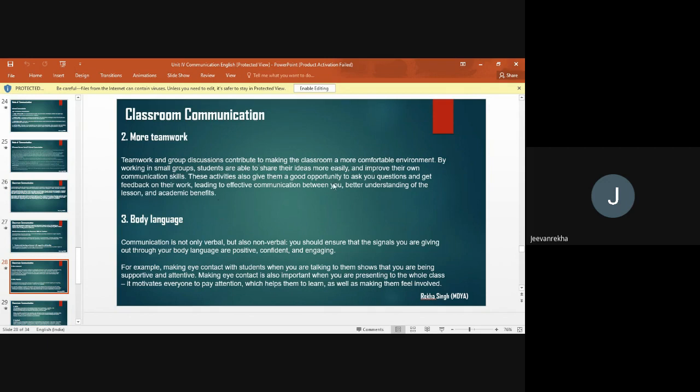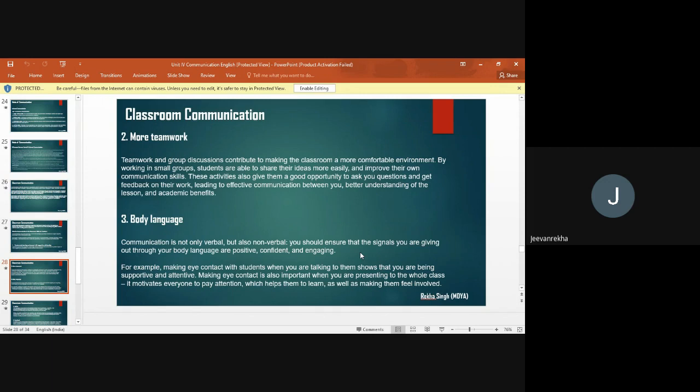And these are the responsibility of who? Teachers. Third is body language. Communication is not only verbal but also non-verbal. You should ensure that the signals you are giving out through your body language are positive, confident, and engaging. Your body language should be what? Effective, positive. Either it is verbal or non-verbal. Why positive? So that people will be engaged with you.